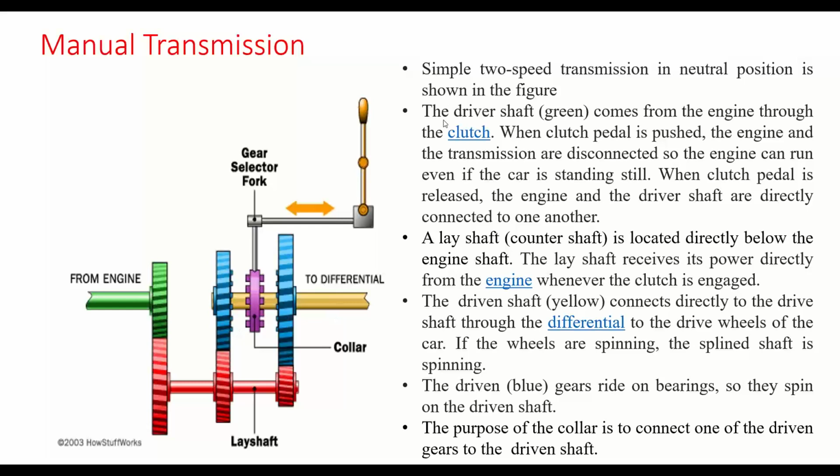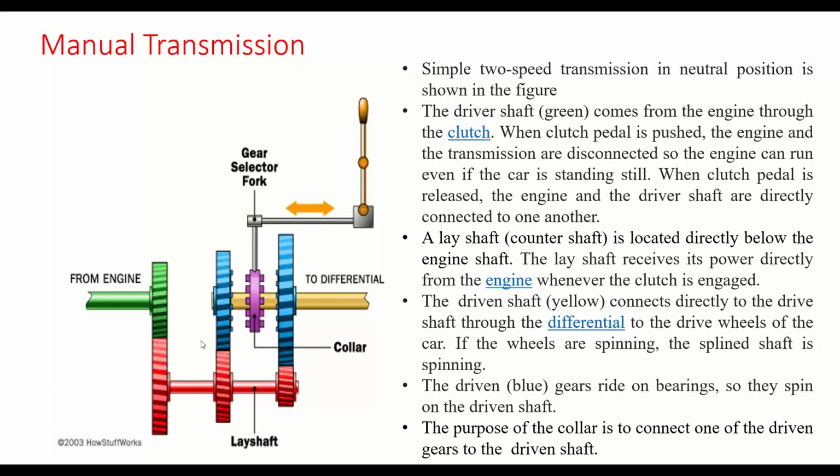So here it's a simple two-speed transmission. One forward and one reverse gear will be there in such a transmission. This is the driver shaft, which is green in color and comes from the engine through the clutch. So here there will be a clutch plate arrangement and an engine. When the clutch pedal is pushed, the engine and the transmission are disconnected. That is, if you apply load on the clutch pedal in your car, this shaft as well as the engine shaft will be disconnected. This is the shaft coming from the engine, there will be a crankshaft here, in between there will be a clutch, so both of them will be disconnected. When you release the load, both of them will be connected.